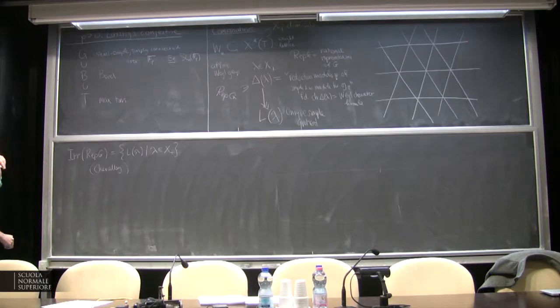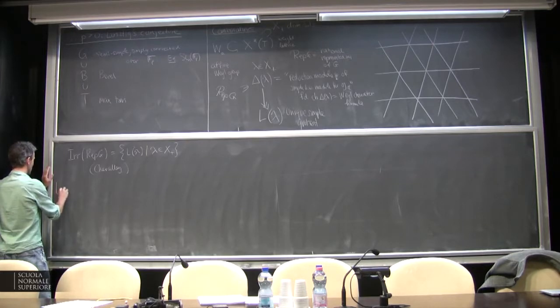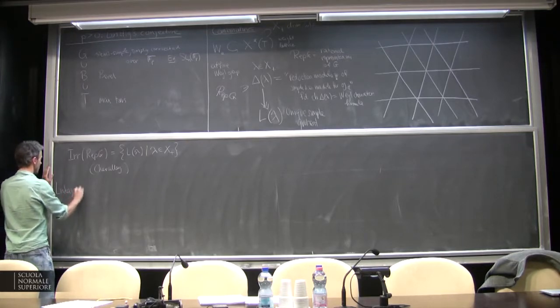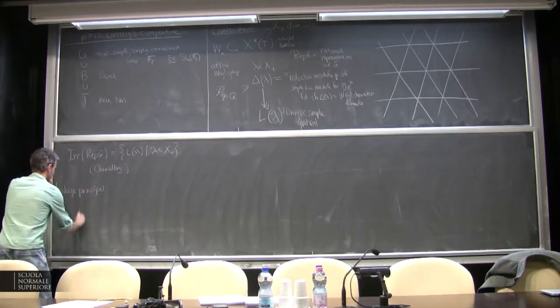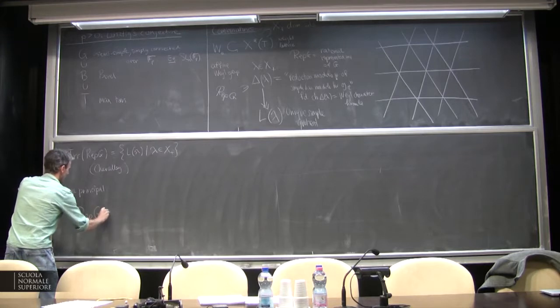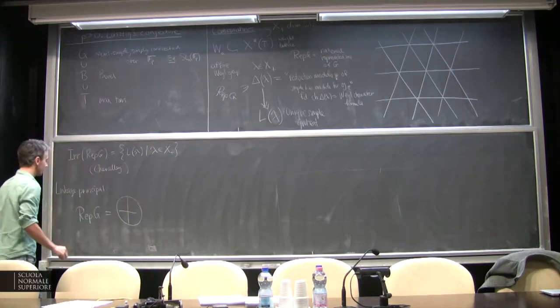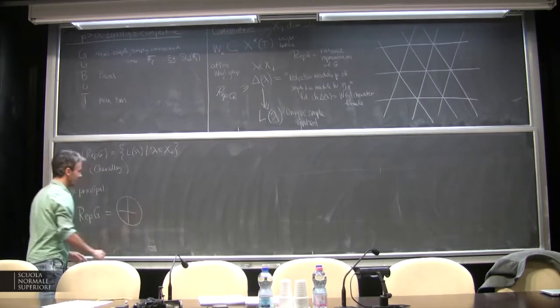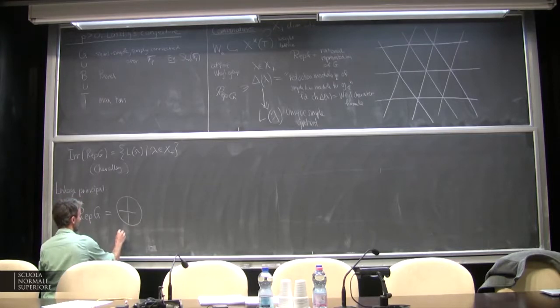And just as in characteristic zero, we had the block decomposition that was extremely important, the linkage principle says that Rep G is a decomposition. So it's a decomposition into orthogonal categories, but it's not a full block decomposition.